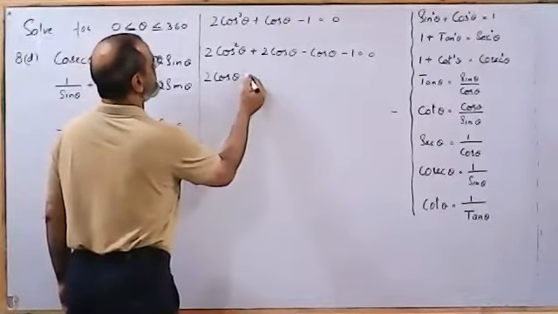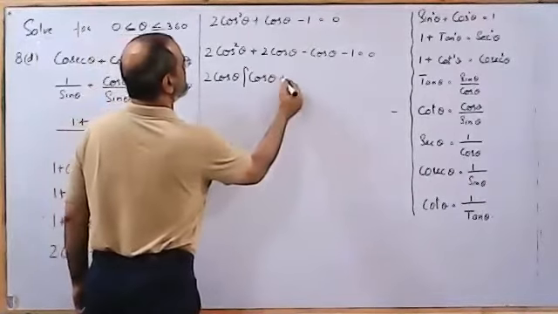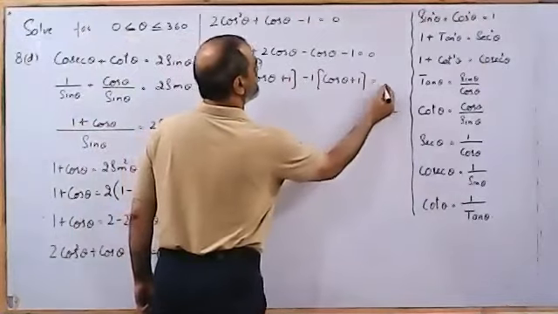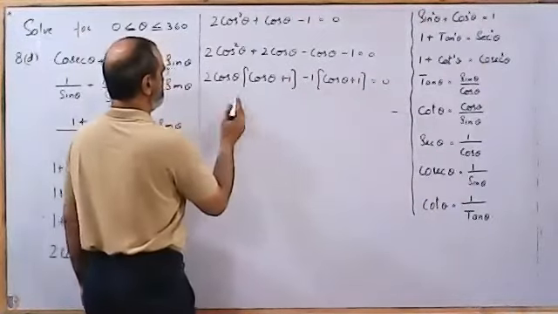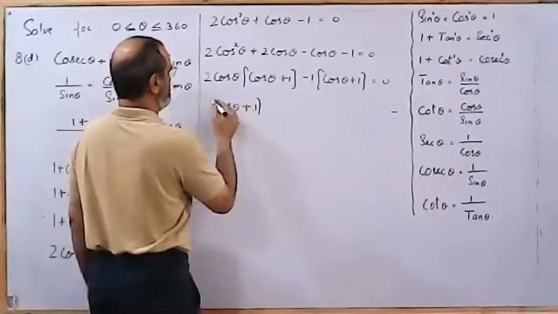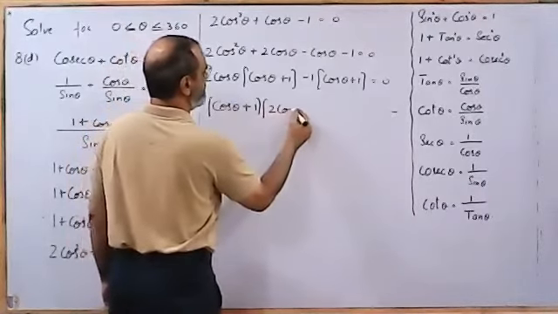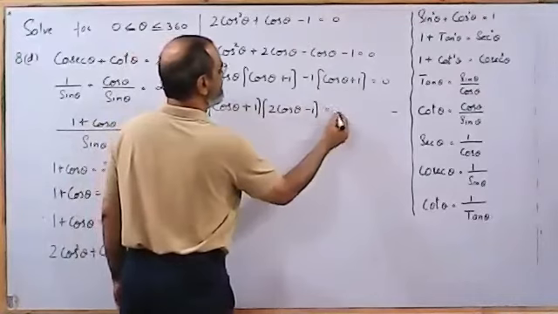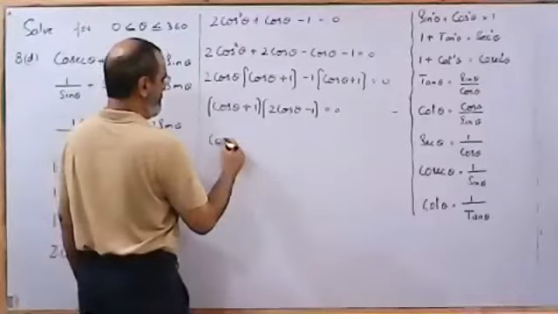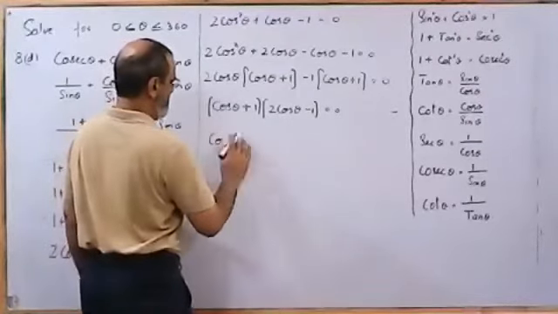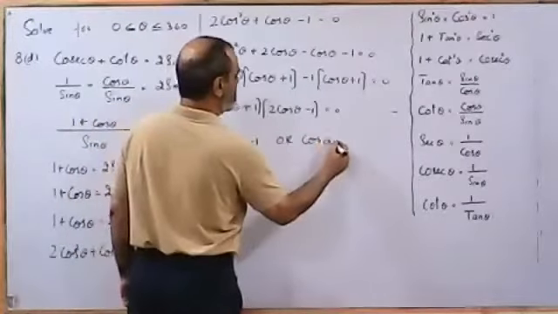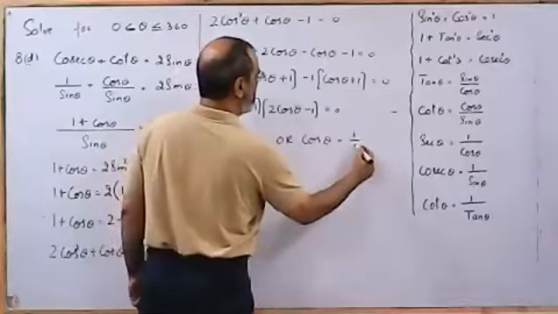2 cos theta is common, minus 1, cos theta plus 1 and 2 cos theta minus 1 is equal to 0. It gives me cos theta is equal to minus 1 or cos theta is equal to 1 by 2.